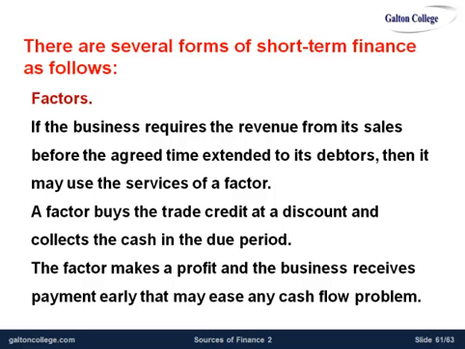Factors. Well, if a business requires revenue from its sales before the agreed time extended to its creditors, then it may use the service of a factor. A factor buys the trade credit at a discount and collects the cash in the due period. That's it. They buy the trade credit at a discount and then they collect the cash in the due period. The factor makes a profit and the business receives the payment early. That may ease, of course, cash flow problems.